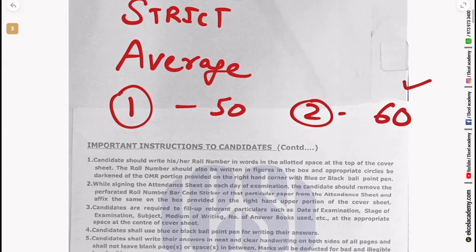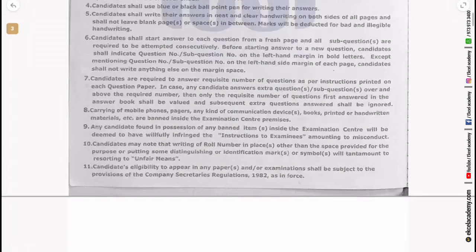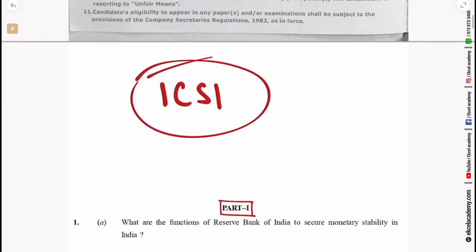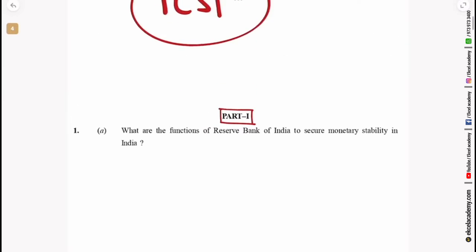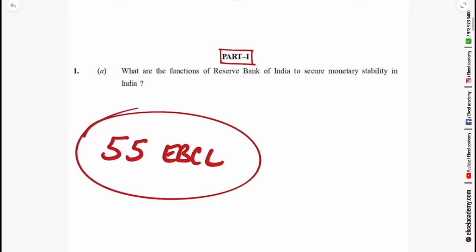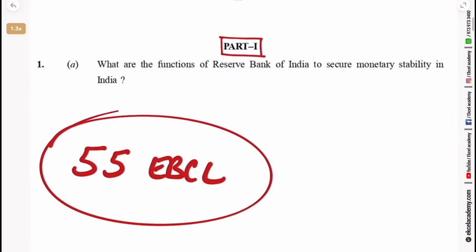So students need not worry if they are having fair correction. ICSI has done a really great job. We have to appreciate ICSI. They are very fair to students. Now let us see how you can score 55 in EBCL. So many students say that it is very hard to score in EBCL because syllabus is very vast. It is very vast. Let us look at functions of RBI.